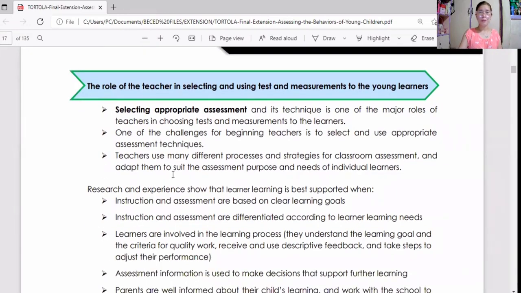So teachers may use different processes and strategies for classroom assessment and adapt them to fit the assessment purpose and needs of individual learners. Research and experience show that learner learning is best supported when instruction and assessment are based on clear learning goals. So, klaro kung unsa ang inyong gusto i-measure, unsa ang inyong gusto makatunan. For example, your goal is to write. So, clear ang goal.